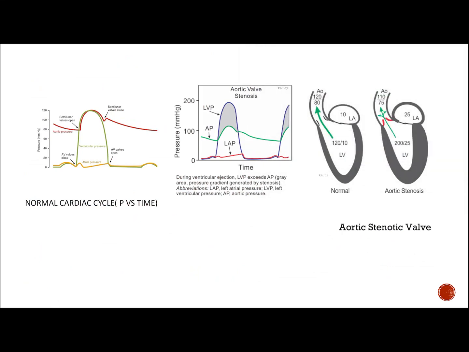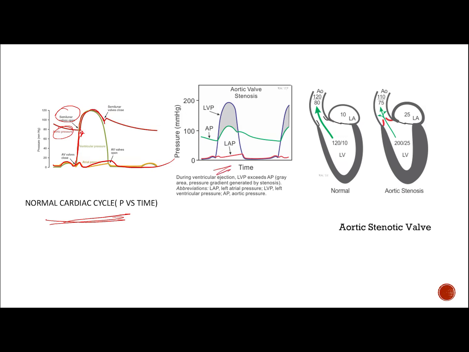Now here I'm trying to explain, this is the normal cardiac cycle, right? In the normal cardiac cycle we can see that this is the atrial pressure in yellow, and the green is the ventricular pressure, and in red this is the aortic pressure. Now in a normal cardiac cycle, as the ventricular pressure rises, and when the ventricular pressure is greater than the aortic pressure, the aortic valve opens and the aortic pressure is going to go along with the ventricular pressure.